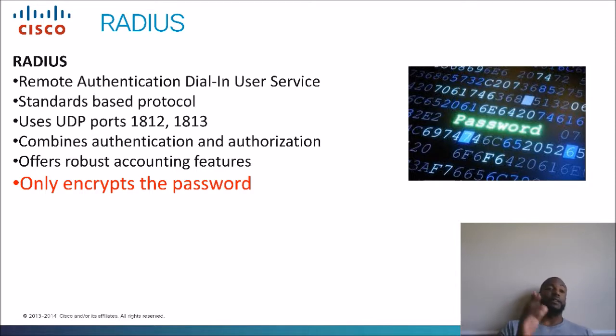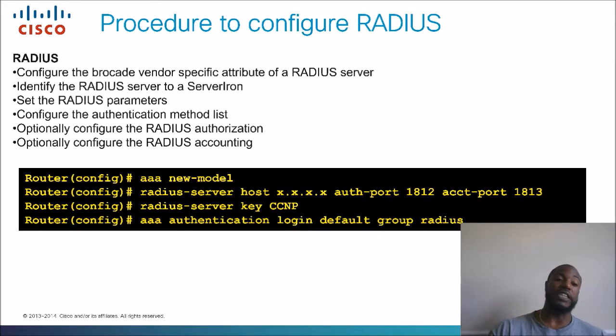It's also standards-based. It uses UDP ports 1812 and 1813, and we're going to talk about what each of those do. It combines authentication and authorization. So it combines, this is another important fact, authorization and authentication, right? Remember that. And it offers robust accounting features, right? However, again, it only encrypts the password. We're going to talk about the procedure, so let's forget about this right here, the configuration.